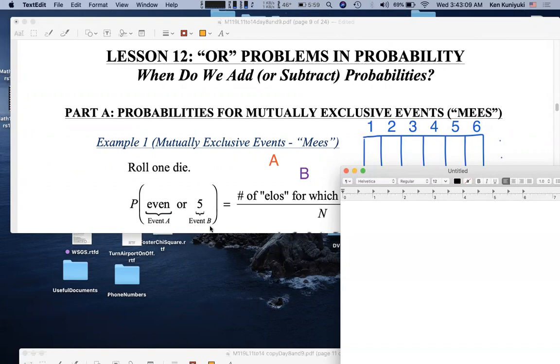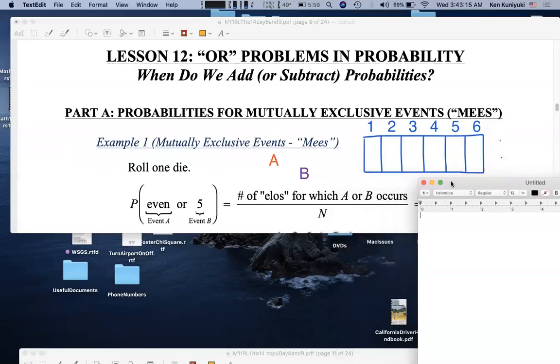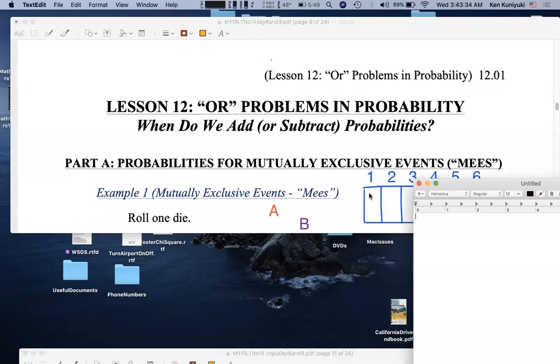Well, there are a couple of ways that we can do this. We could have done this brute force, like we have before. So in the numerator, we count up the number of ELOs, equally likely outcomes, for which A or B occurs, and divide that by n, the total number of ELOs, which is 6 here. Let's go through one by one, and let's see what happens.